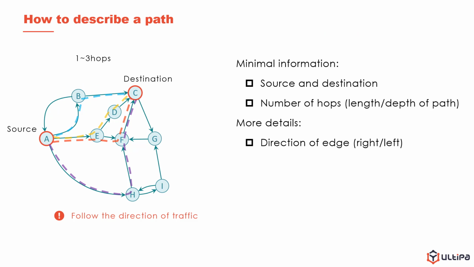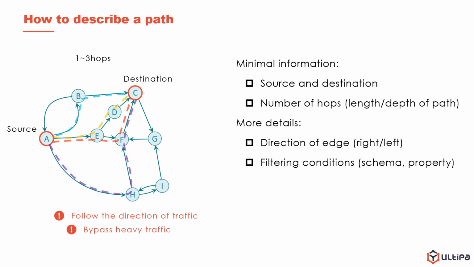Besides the direction of edge, limits can be set on nodes and edges to rule out the paths that we are not interested in. This is called setting filtering conditions in the context of the algebra graph system. For example, we may want to bypass the heavy traffic in some road sections. Save the traffic speed as an edge property. The algebra graph system will filter out the blocked road section based on the property value.